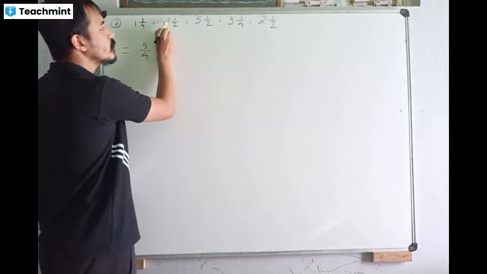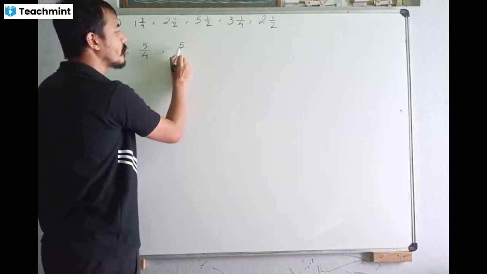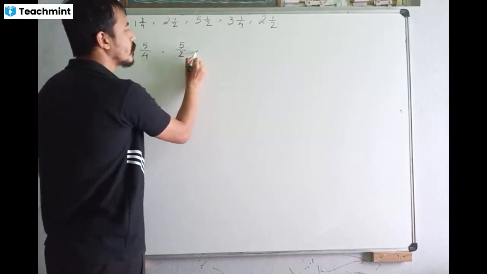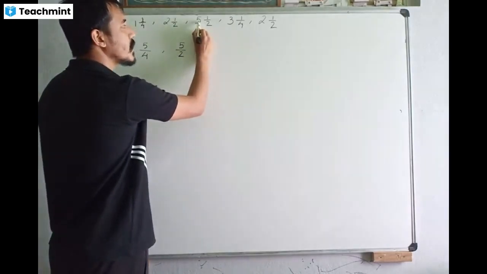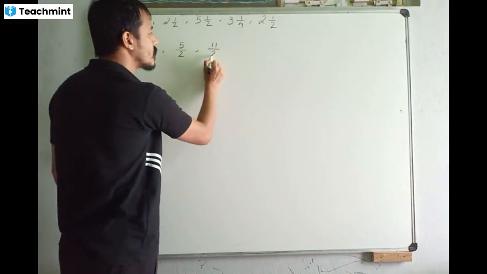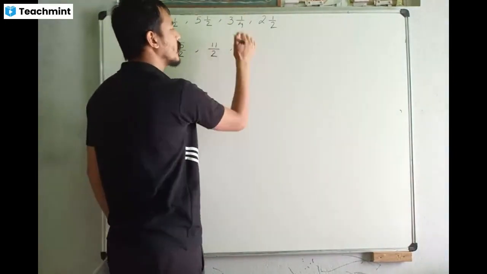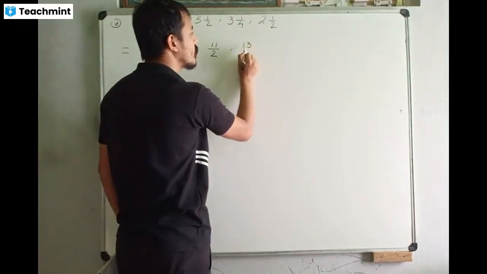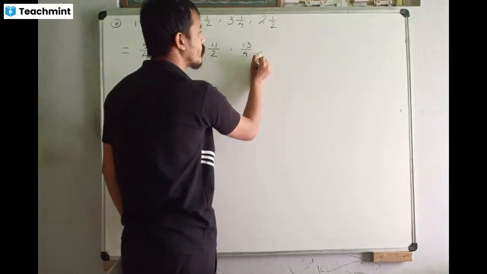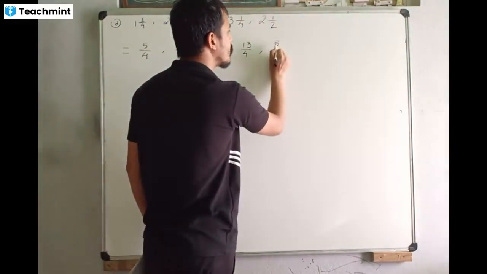Next, 2 times 2 is 4. 4 plus 1, so the numerator will be 5. Denominator is 2. 2 times 5 is 10. 10 plus 1, 11. So numerator is 11. Denominator is 2. 3 times 4 is 12. 12 plus 1, 13. So the numerator is 13. Denominator is 4. 2 times 2 is 4. 4 plus 1, 5. So the numerator is 5.